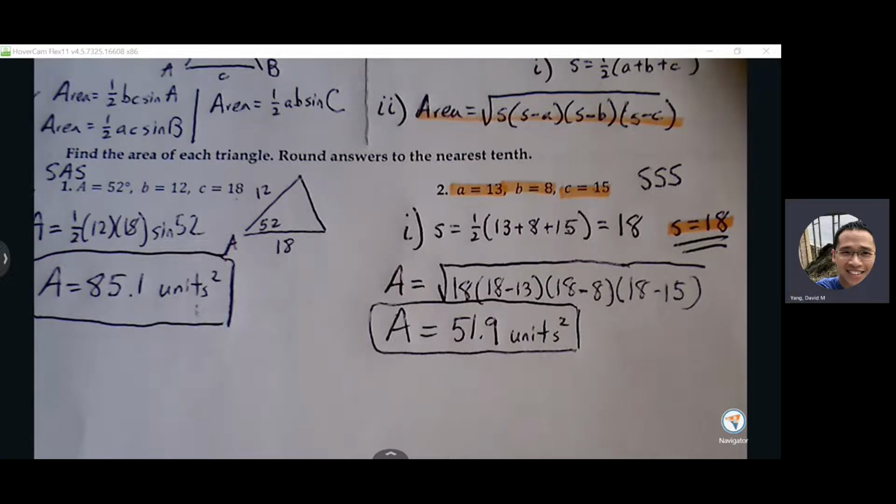Okay, good. Number 3 is also what? Side, side, side. Okay, so try that. See if you can go through that 2-step process. Find your semi-perimeter. That's your S, and then you can use your S, A, B, and C to find your area.